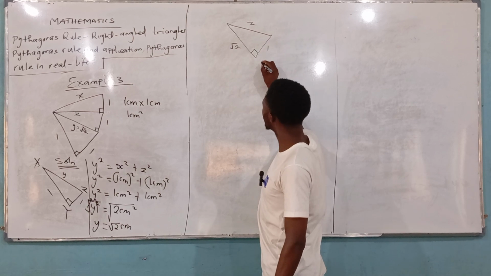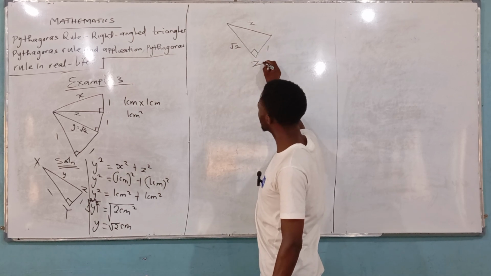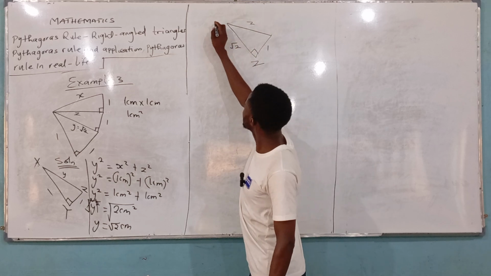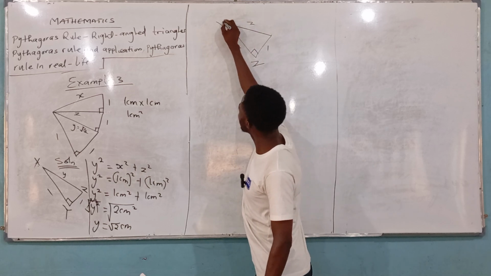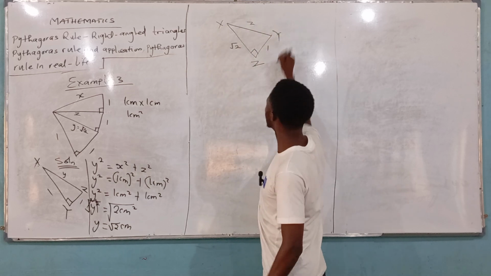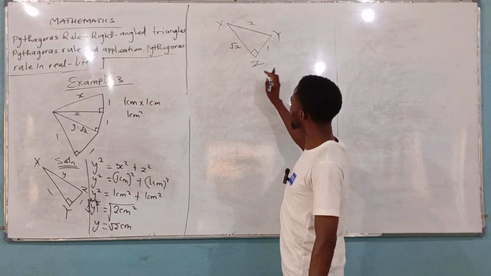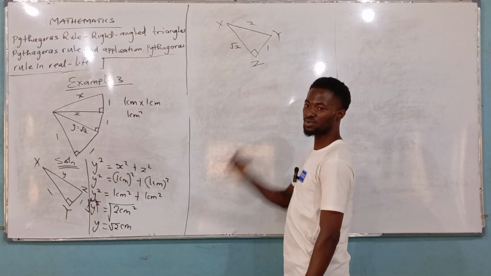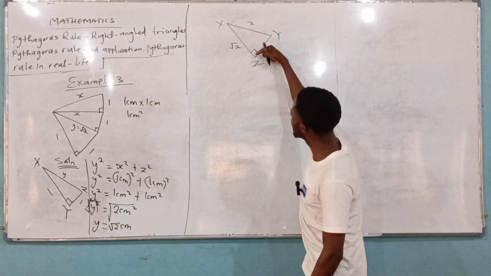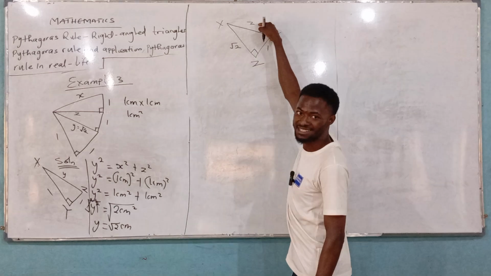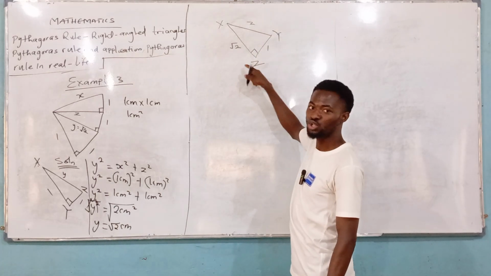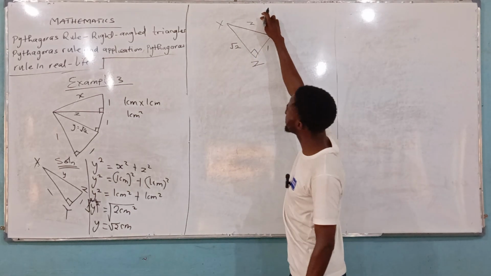So we can decide to say this is capital Z, and then this is X, and this is Y. So if we're having something like this, which side is our hypotenuse? This is our right angle. This side is the side opposite the right angle. So this is automatically our hypotenuse.